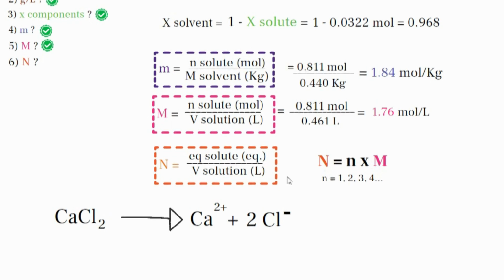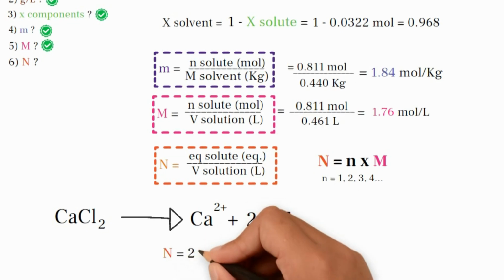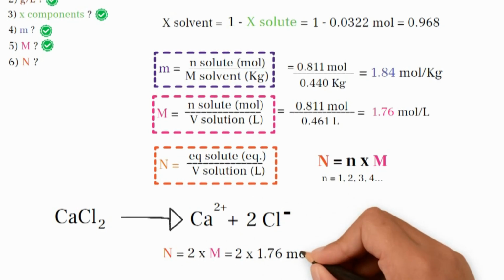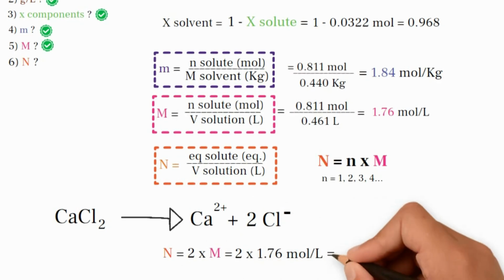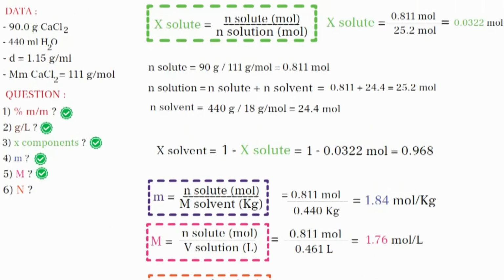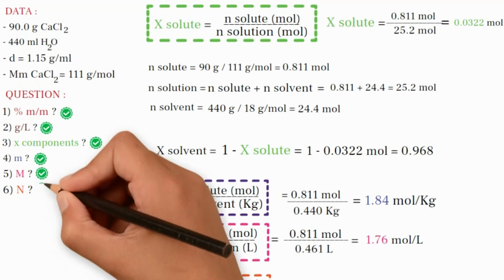Normality can be found from molarity if you have it, or you can find normality by doing n times the mole, which will give you equivalents, and then dividing by the volume of solution. But since we have molarity, we will use this equation here. So n is 2. So 2 times molarity will give you the answer to this problem, which is 3.52 equivalents over liter. So we have done also the last problem.